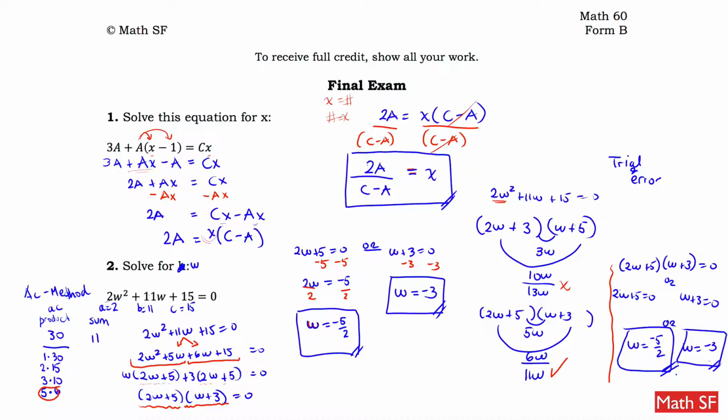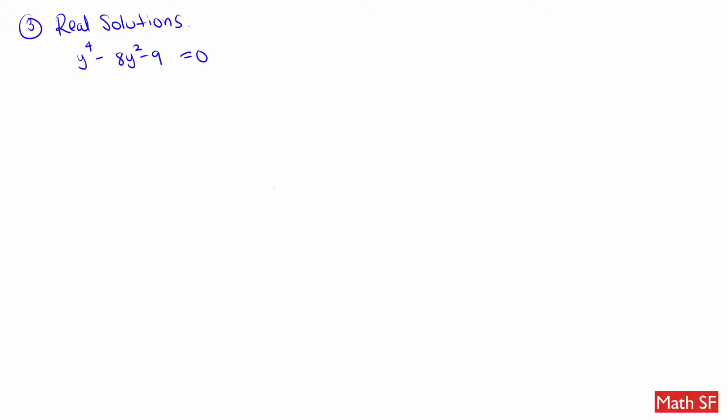Let's keep moving for problem number 3. In problem number 3, they're telling you to find the real solutions. So we have this trinomial again. There are 3 terms. Some professors, some students actually like to work this problem out by using substitution. So what they actually do is this thing here.